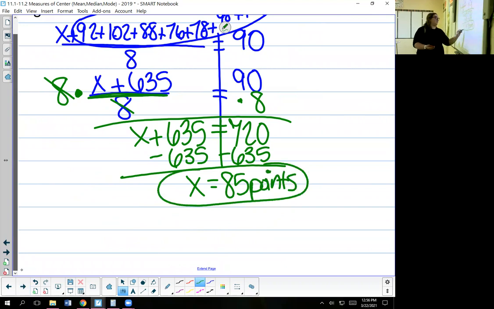Again, if you take this, plug it back in here, add it all up, and divide it by 8, you better get 90. If you don't, then you did something wrong. That's how you check your work. I know what the answer is, but I find out the missing score.